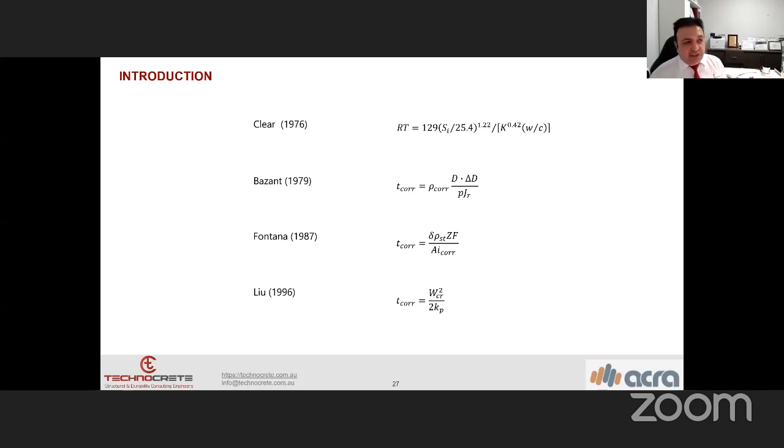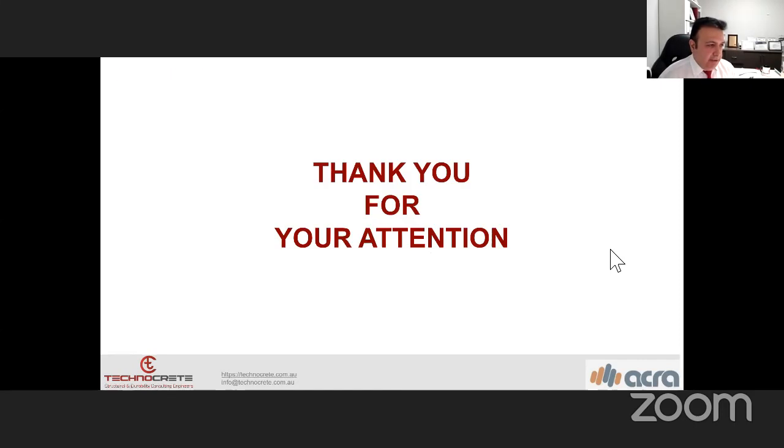I mean, we have to be very, very careful when the corrosion has started. We have to use corrosion-based modeling. Otherwise, we use diffusion modeling.